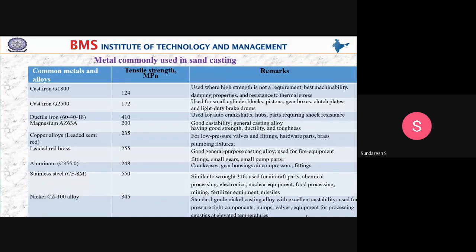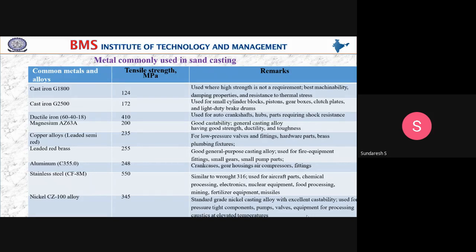So when you look at the different materials that can be used for casting, especially for sand casting, we have common metals and their tensile strength and their remarks. This is also very important for a design engineer, knowing which materials are suitable for casting, because we cannot use all materials for making castings. Okay, so this is the list.